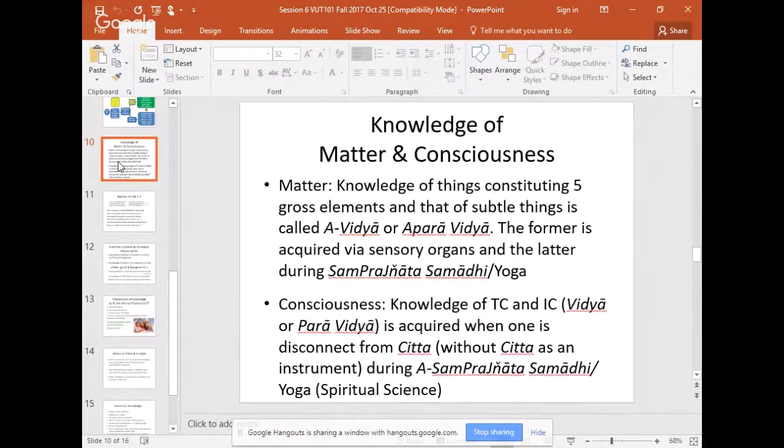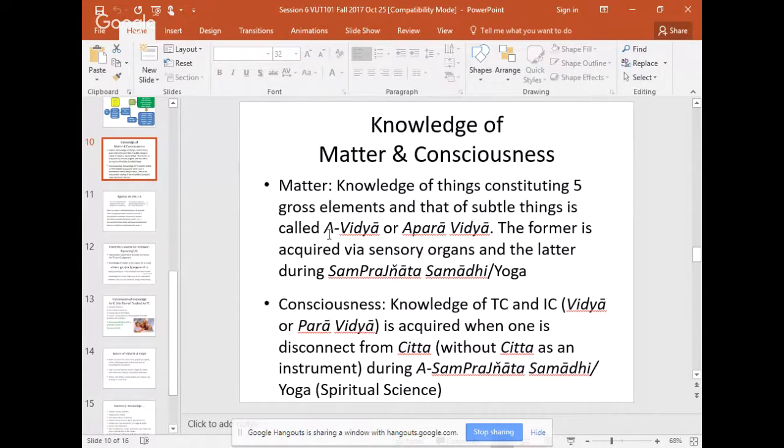Now, this knowledge of matter and consciousness is classified in a particular manner, and how do they affect us? We want to understand it. So, knowledge of things constituting the five gross elements, as well as that of subtle things, is called avidya or apara vidya. So, vidya was the knowledge. Usually, the prefix a is for negation. So this term could be confusing because usually we use the term avidya for ignorance, lack of knowledge. When knowledge is not there, like a small child is born, void of knowledge, we say that he has no knowledge, he has no vidya, he is avidya.